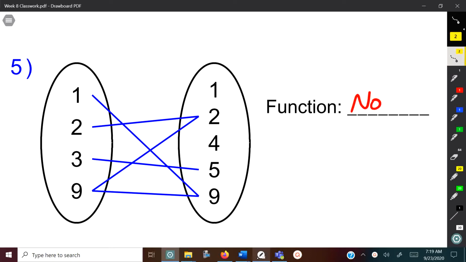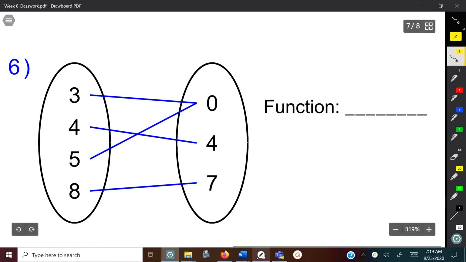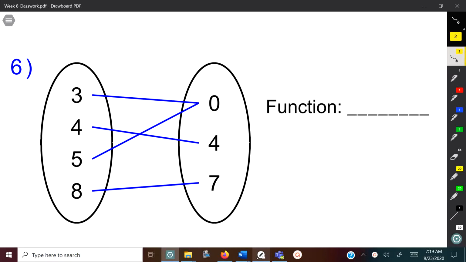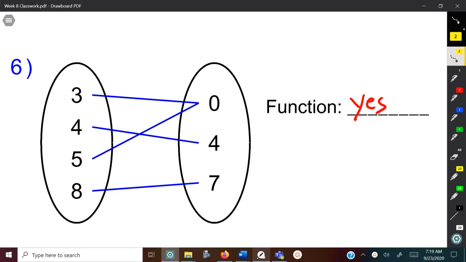Here's another example. See if this is a function. Yes, it is a function. Each one of these only has one line. If it had two, it would make it not a function. And always look at the x values, the input.